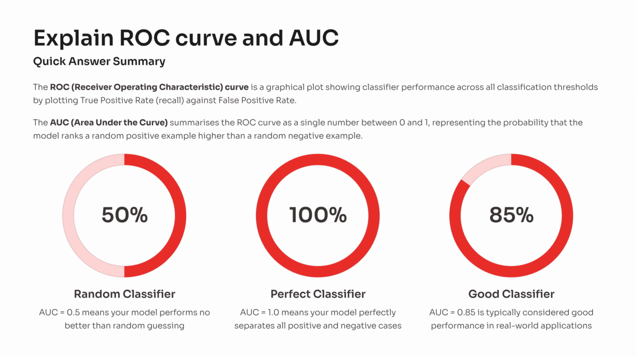Here's a question that often separates beginners from true practitioners in data science interviews. Can you explain the ROC curve and AUC, and what they tell you about a model? Let's make this simple and intuitive.